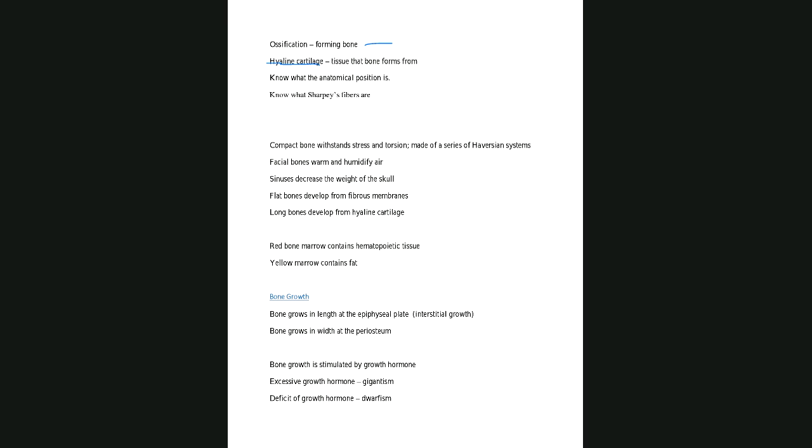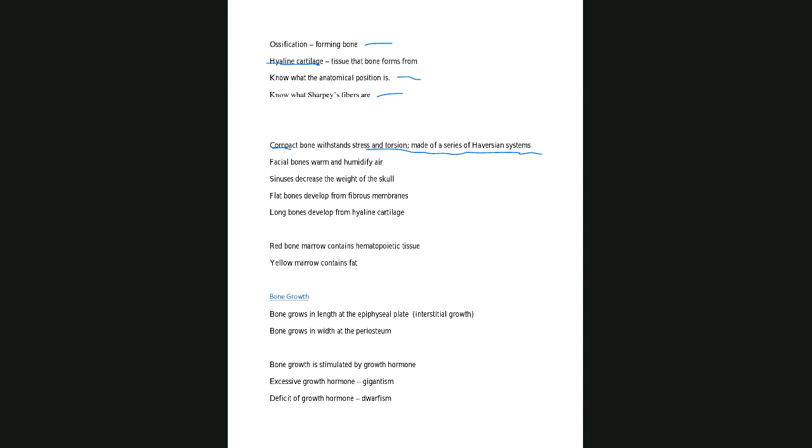Now, I'm not sure why it says know what anatomical position is, but you should know that for sure. Sharpey's fibers are the fibers that hold the periosteum onto the bone. Now, compact bone withstands great stress and torsion, and it's made of a series of Haversian systems.